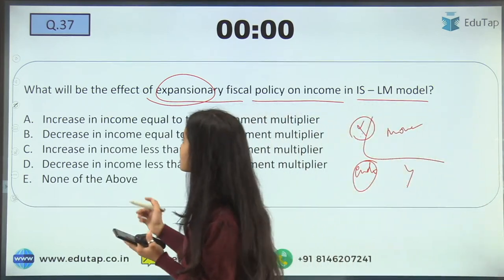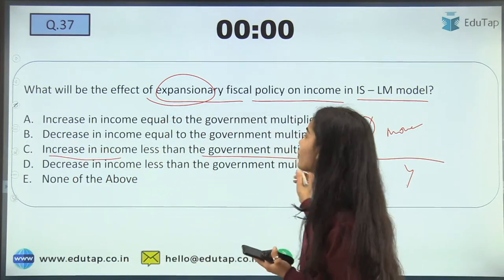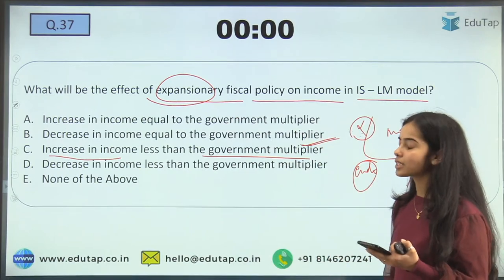Okay, I am getting mixed answers. Someone is saying B and others are saying C. So, increase in income and less than the government multiplier. Well done, you guys. This is the right answer of this one.